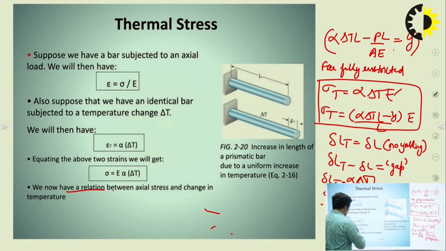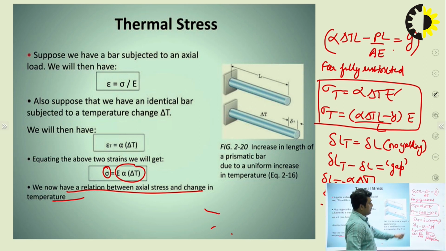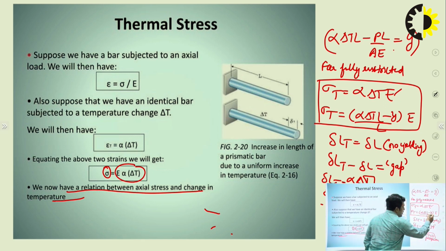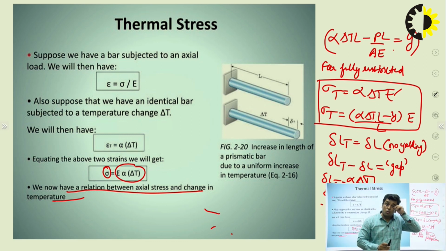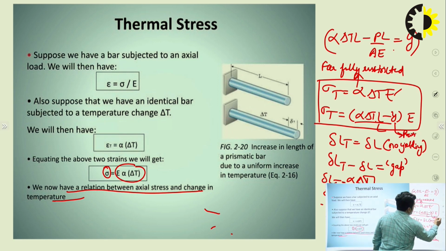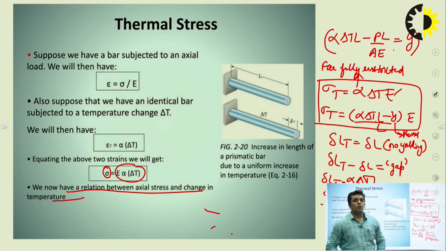Now, this is the relation between the axial stress, that is the thermal stress, and the change in temperature: alpha delta T E. See, if in this equation Y becomes 0, that means there is no yielding, L and L get cancelled, and you obtain the same relation. So no yielding means full restriction. We use this for full restriction, and this formula is for partial restriction. All right? Okay.